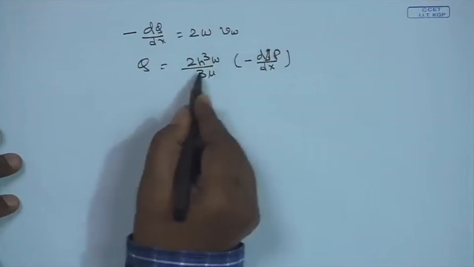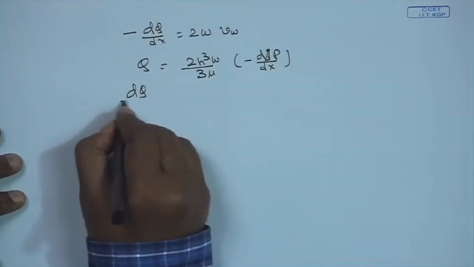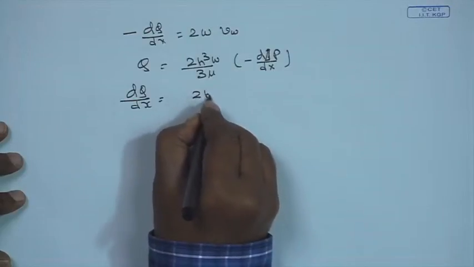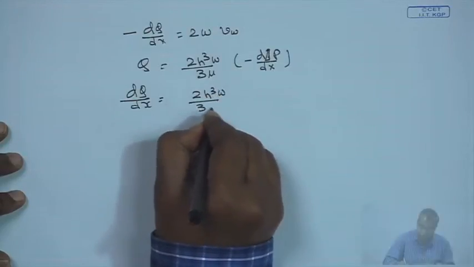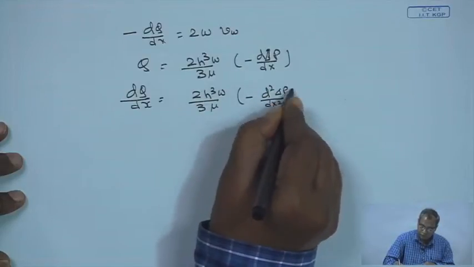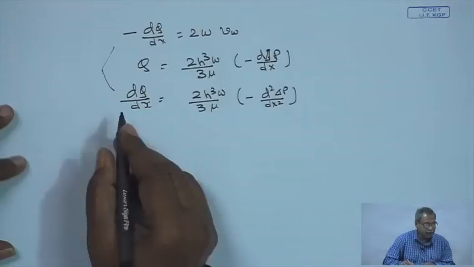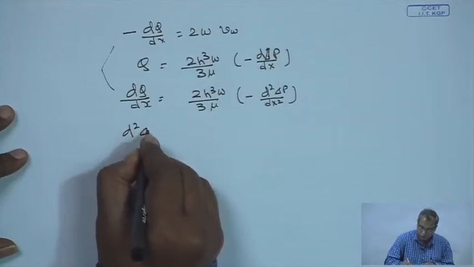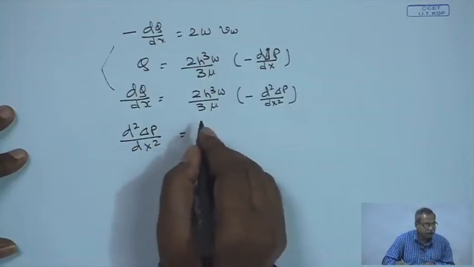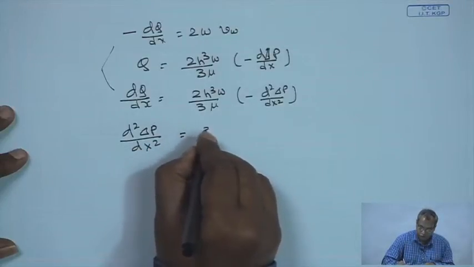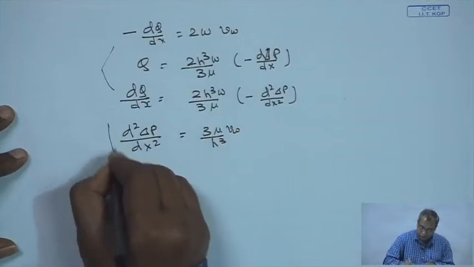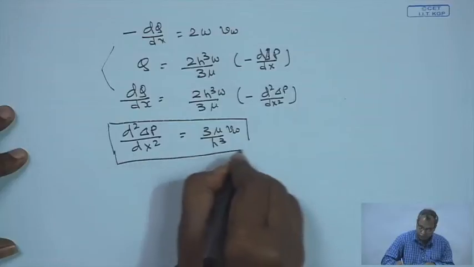So, just differentiate it once more with respect to x, which gives dq/dx equal to 2h³w/(3μ) times d²Δp/dx². You equate these two and you will get the governing equation of pressure drop across the channel: d²Δp/dx² equal to 3μ V_w/(w h³). This gives the governing equation of Δp across the channel.